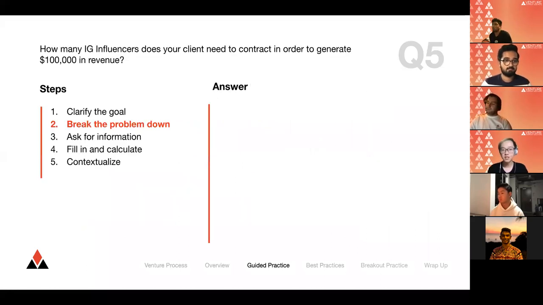The next step is to break the problem down. This is where the bulk of this, probably the important part of this question, comes in: you need to turn the words into a math problem.